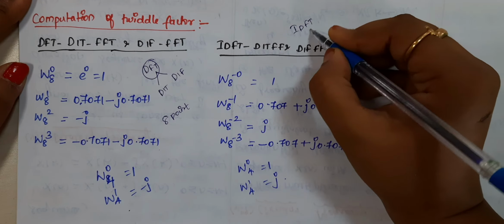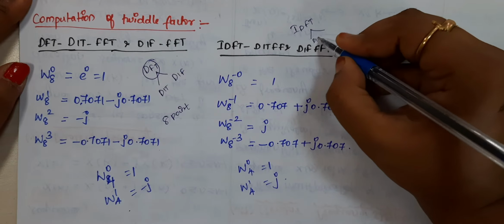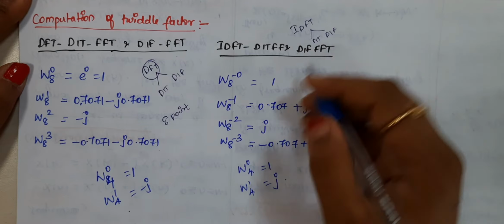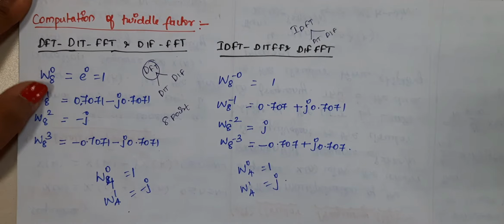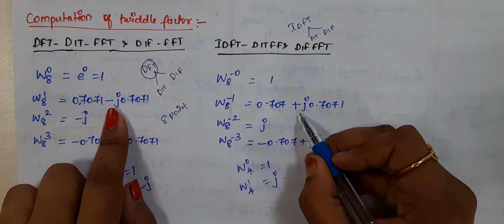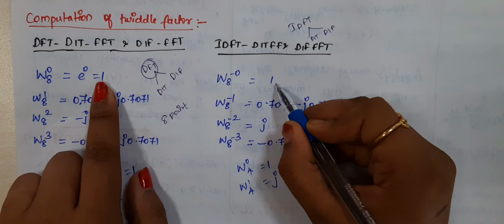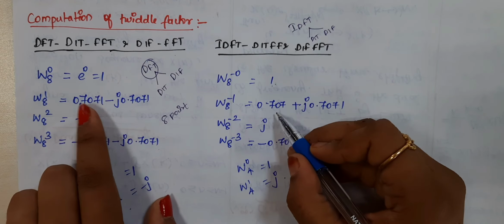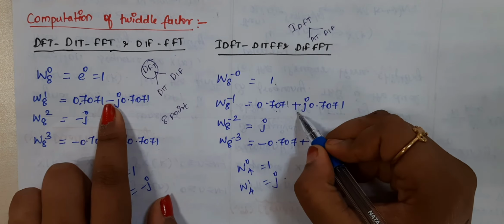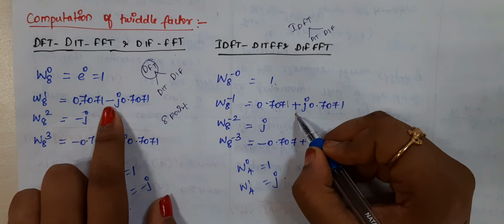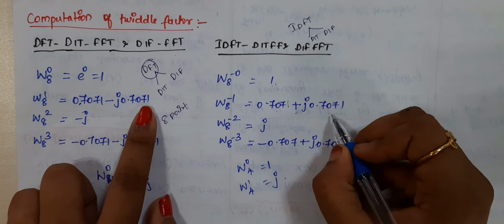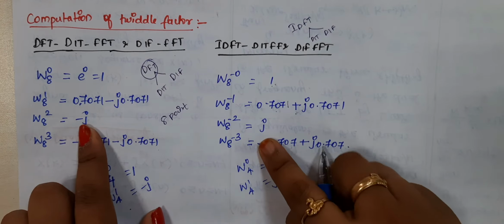The IDFT twiddle factor is also the same for the DIT as well as for the DIF, decimation in time and decimation in frequency. What changes is that the real term will be the same, but the sign of the complex term will change. So the real term value is 1, so here also 1. What is the real term? 0.707, 0.707. Here it is minus, but here it is plus. Only the sign will change in the complex term for the IDFT, so plus j 0.707. So here it is minus j, here it is plus j.